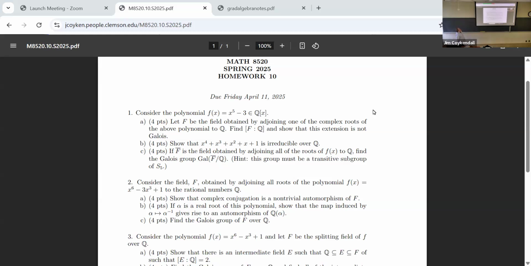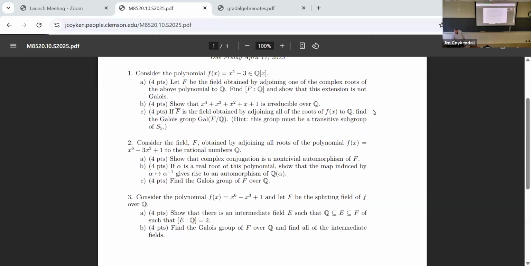consider the field f obtained by joining all roots of the polynomial f of x equals x to the 6 minus 3x cubed plus 1 to the rational numbers. A, show that complex conjugation is a non-trivial automorphism of f. Doing this one should not be too hard to accomplish. B, if alpha is a real root of this polynomial, show that the map induced by alpha goes to alpha inverse gives rise to an automorphism of Q adjoined with alpha. And use this knowledge from A and B to find the Galois group of f over Q.